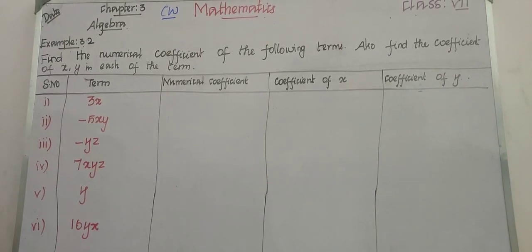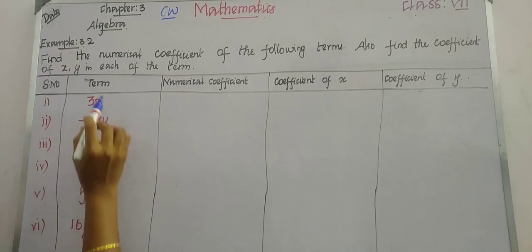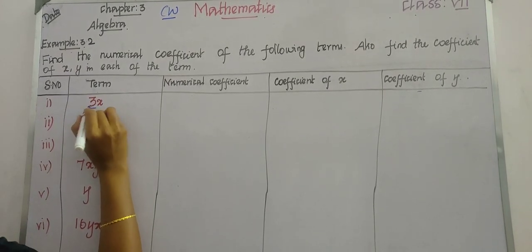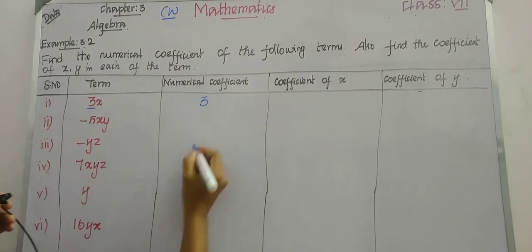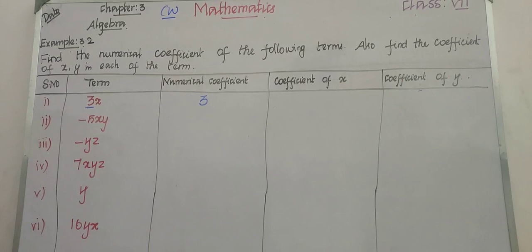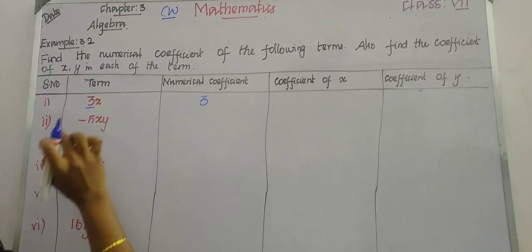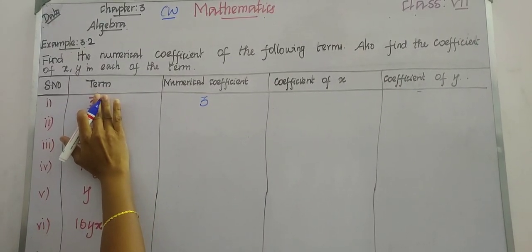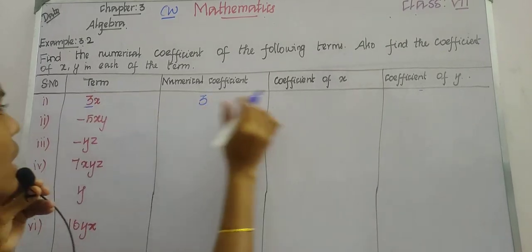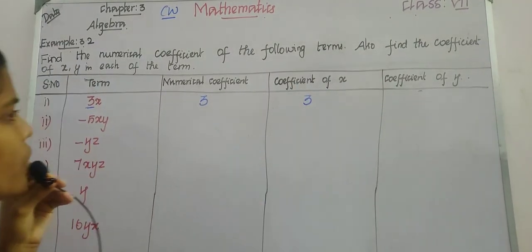Okay, children. So now let us see the numerical coefficient. First one is 3x. So which is the numerical coefficient? 3 is the numerical coefficient. Write 3 in the numerical coefficient. And then the next is coefficient of x. Coefficient of x means simply hide this x. How many remaining? Write the remaining numbers in the coefficient of x. If you are hiding x, only 3 is there, right? So again 3 is the coefficient of x.